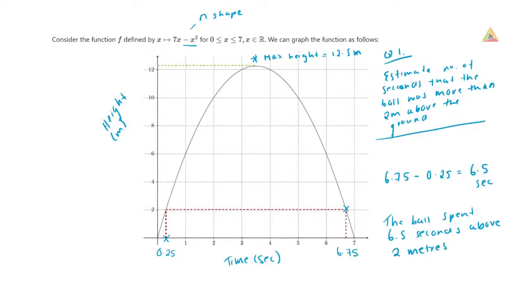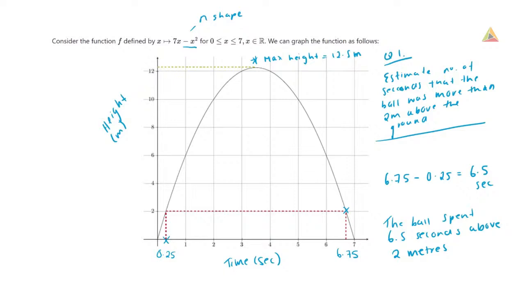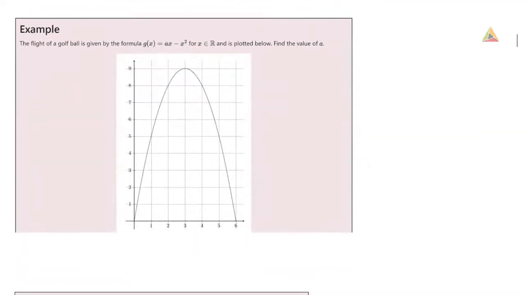So that's kind of a practical example of where functions come in, and that would be kind of a typical question that would come up in exam papers as well. So we're going to do another example now. The flight of a golf ball is given by the formula g of x is equal to ax minus x squared, for x an element of R, and it's plotted below. Find the value of a.